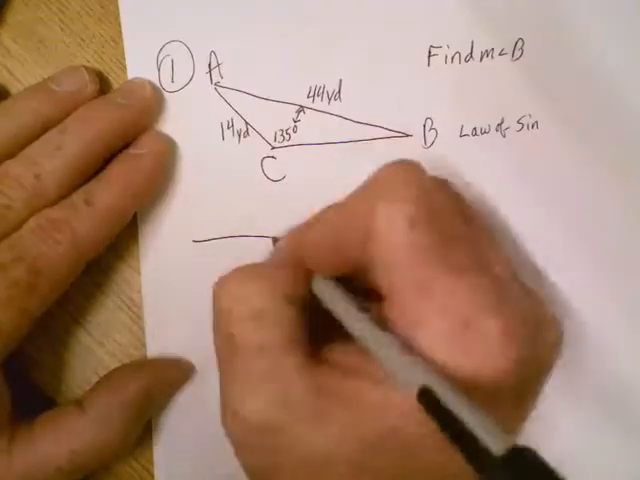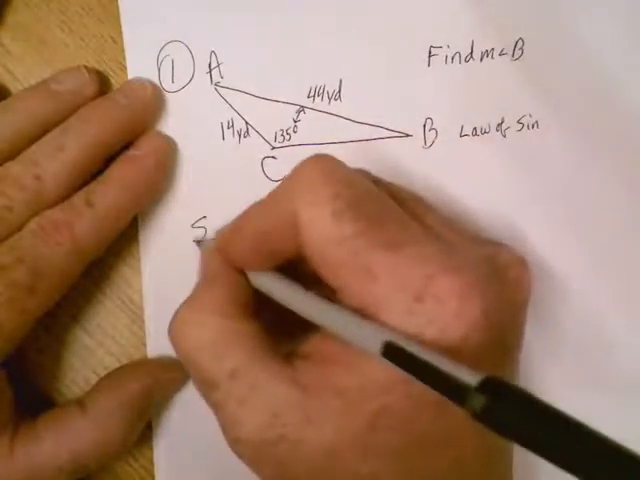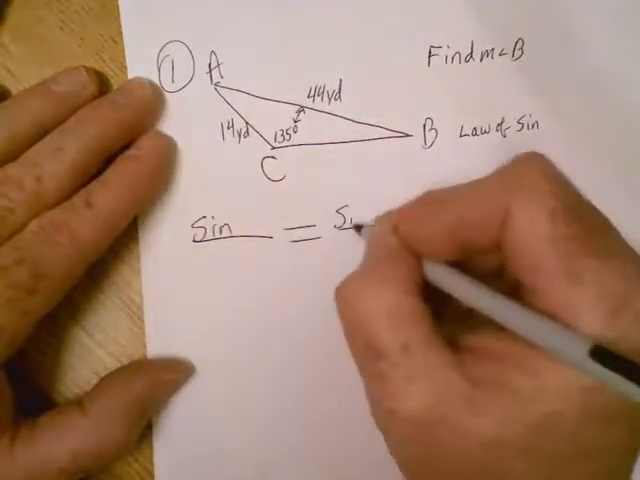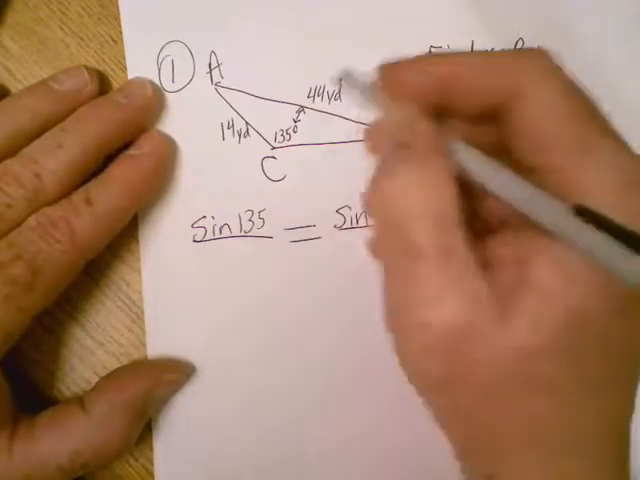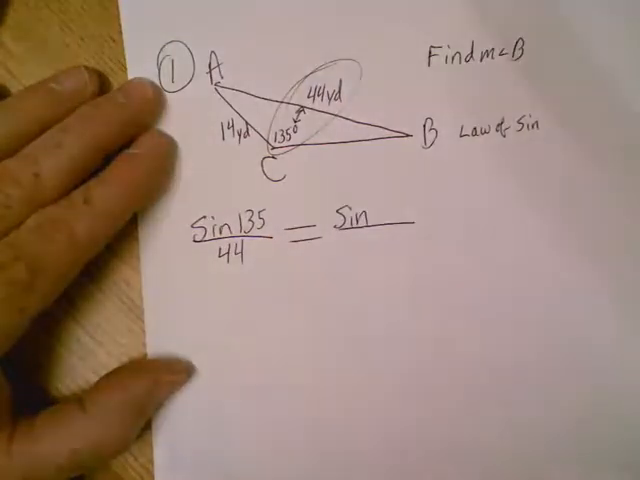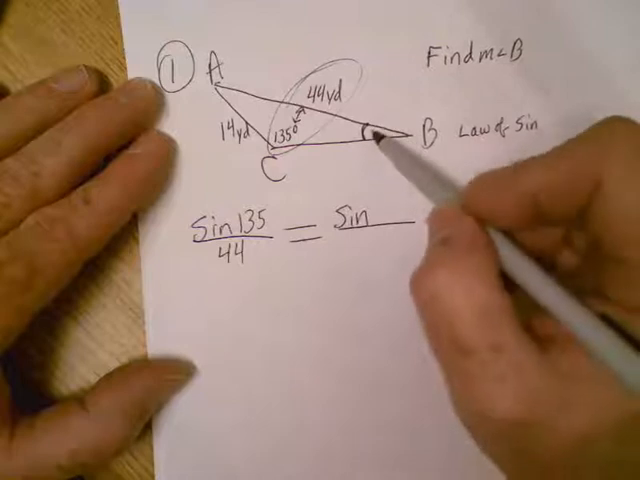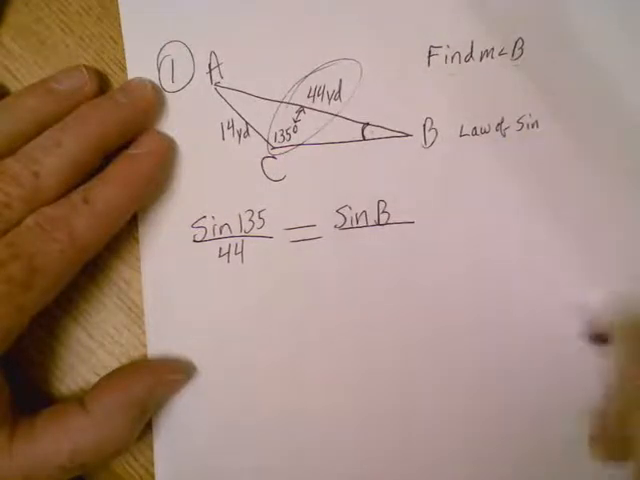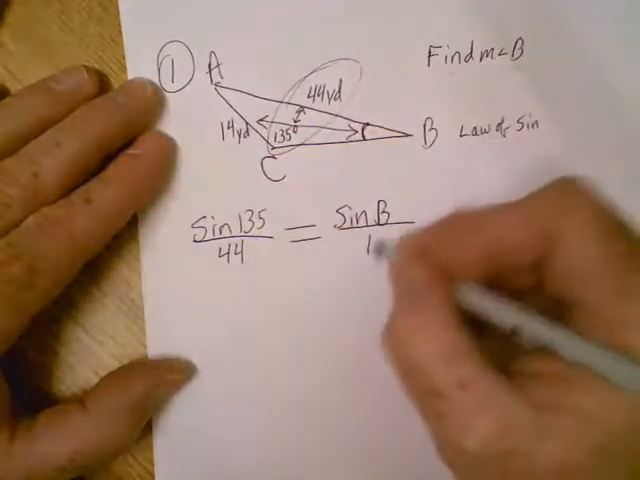I'm going to set up my proportion, and I put sine here every time, sine of 135, and it matches up to the 44, so that goes on bottom. Then we're looking for angle B, that's what we're trying to find. So I'm going to put angle B here, and then it matches up with the 14 over there, so that goes on bottom.